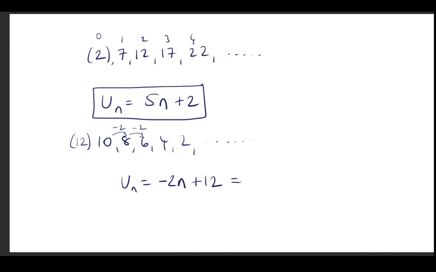Or, to write it a little bit more neatly, we might want to write it like that. It's exactly the same thing, just swapping them over. It just looks a bit better. And if you test it, you'll see it works. So this method is quite a good, quick, easy method of finding the formula for a linear sequence.